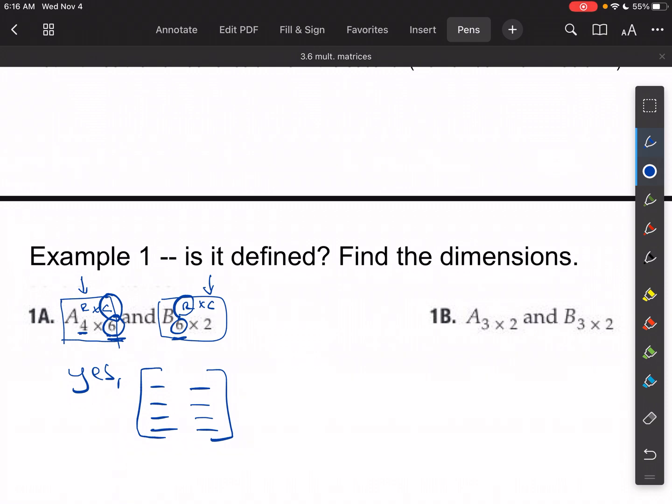Okay, so for the second one here, again, the columns in the first matrix must match the rows in the second. In this case, we see 2 columns in the first, 3 rows in the second. They do not match. So this is not defined. This system of matrices, if we multiply them together, is not defined. We can't multiply them together, and you'll see why in a minute. But those numbers have to match in order for us to be able to multiply.